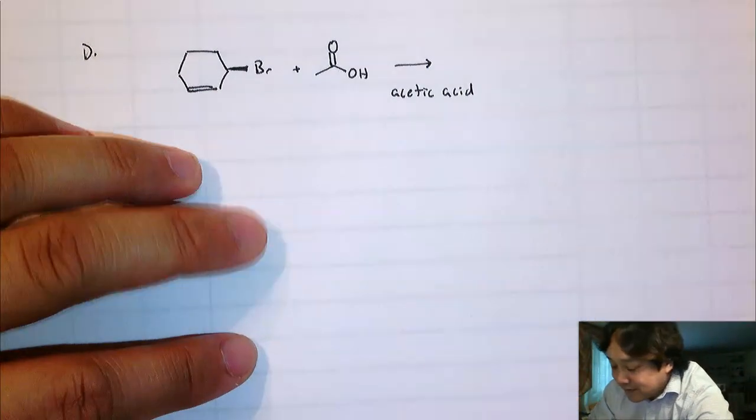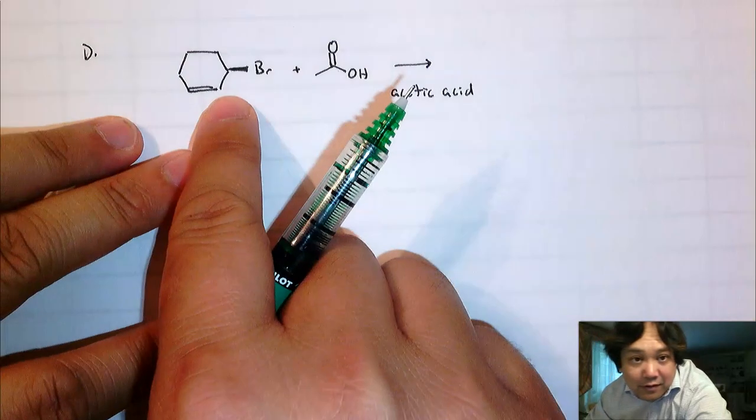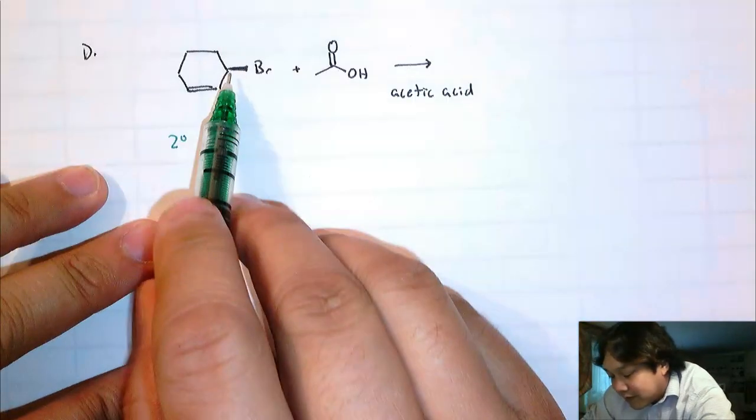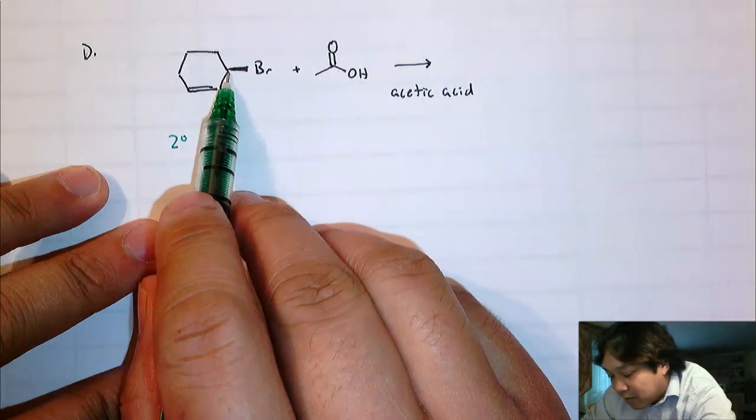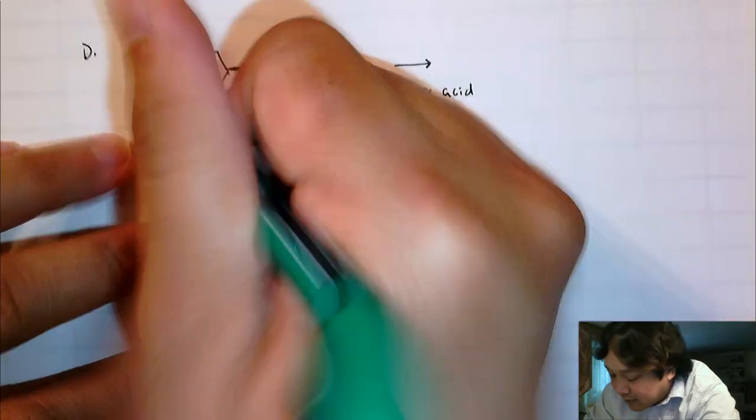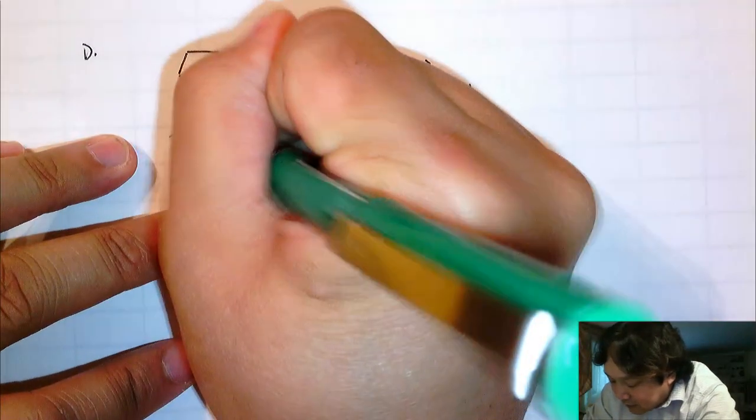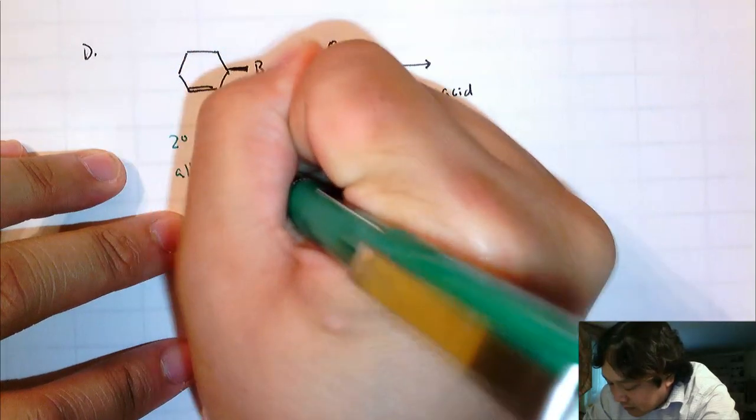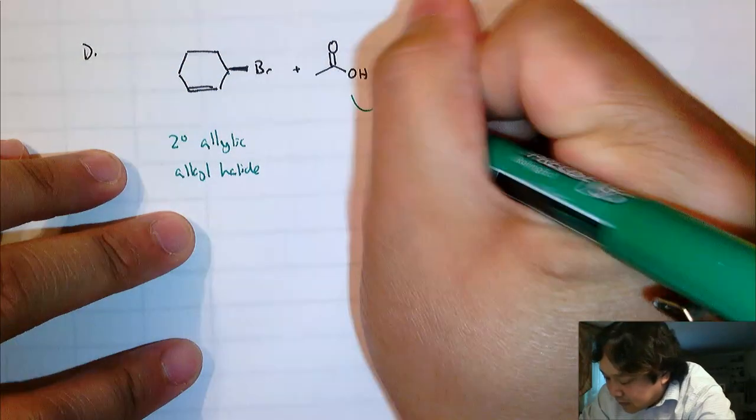Alright, obviously this is your alkyl halide. It's secondary, but what do you notice? If I have this carbon here, that's allylic. So the halide is called a secondary allylic alkyl halide. These two are the same.